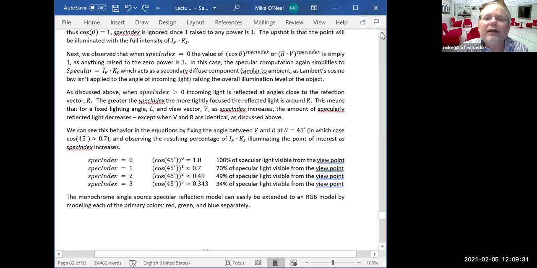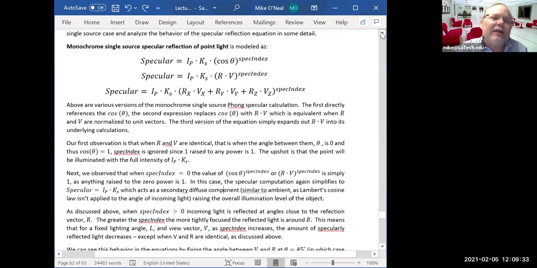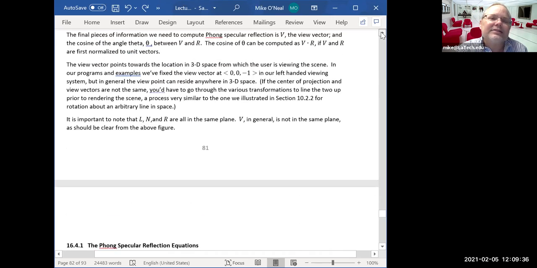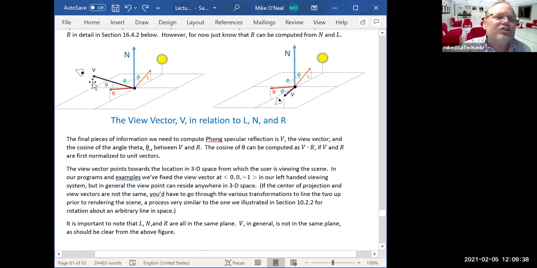Okay, so now what about spec indexes that are greater than 0 when theta, the angle between the lighting vector and the view vector, is not 0? So in other words, the general case where this angle theta is not 0. Let's say, in fact, though, that we're going to fix it. We're going to say, let's look just at this case, or let's look just at this case.